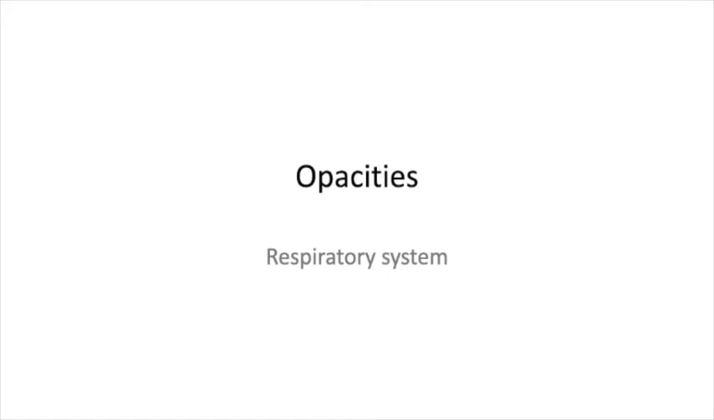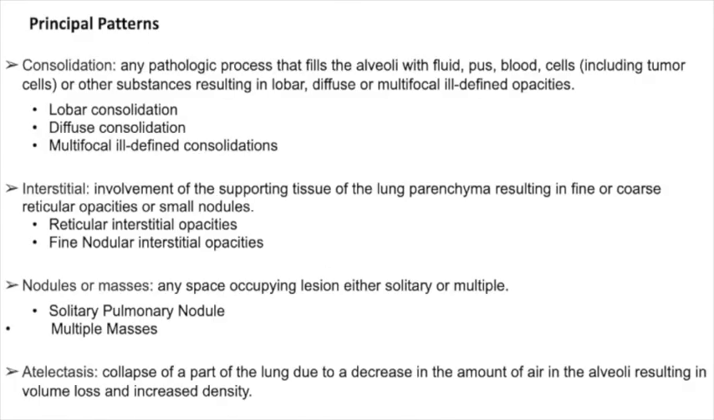Diseases. So let's talk about opacities. Today we're talking about opacities. Remember, opacity comes from opaque. We have different types of opacities, so we have these patterns of opacity. We have consolidation, which the majority of the time means infection. We have the interstitial pattern of opacities, nodules or masses, and atelectasis. These are the four patterns of opacity you have to know to make your differential diagnosis very well.